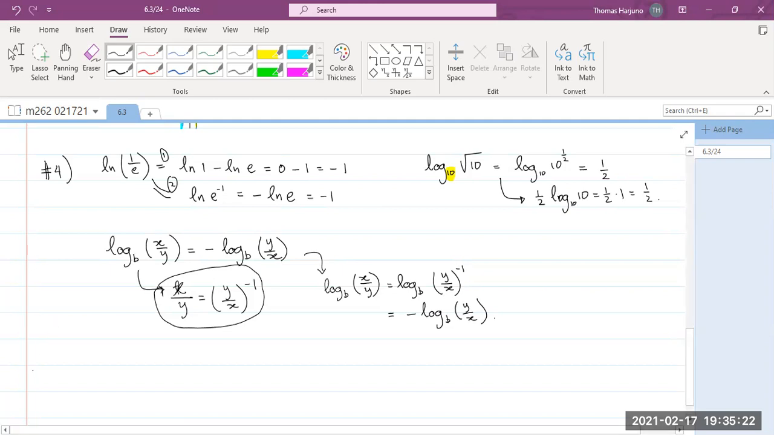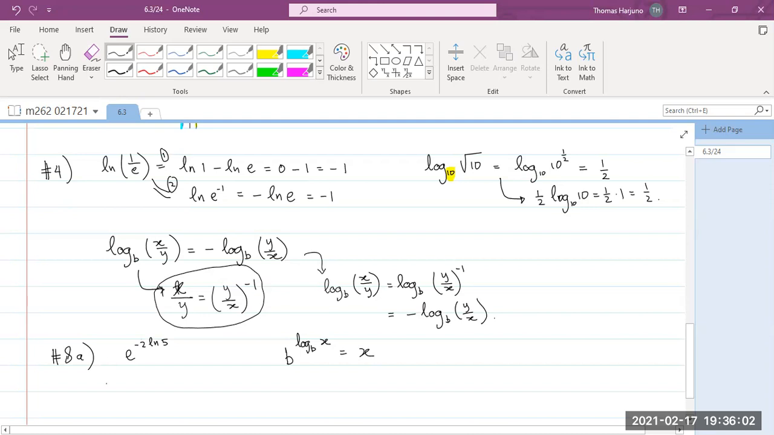What else? How about number 8a? Number 8a. This is e to the power of -2 natural log of 5. We learned this. One of the basic properties we have is b to the power of log base b of x is equal to x.